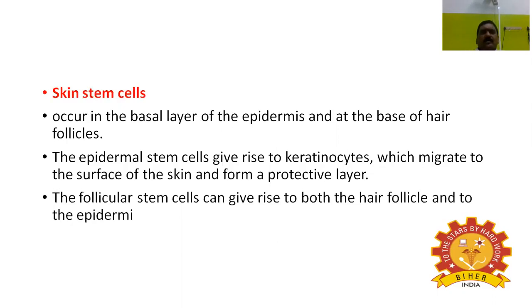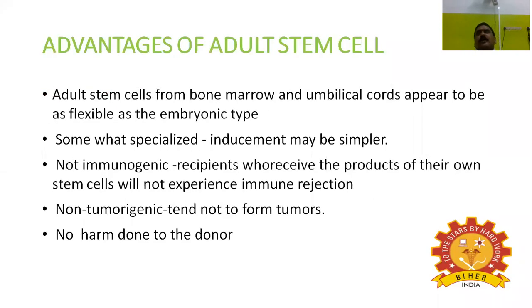They basically occur in the basal layer of the epidermis and at the base of hair follicles. The epidermal stem cells can give rise to the keratinocytes, which migrate to the surface of the skin and form a protective layer. The follicular stem cells can give rise to both the hair follicles and the epidermis. Next, I'm coming to the advantages of adult stem cells.